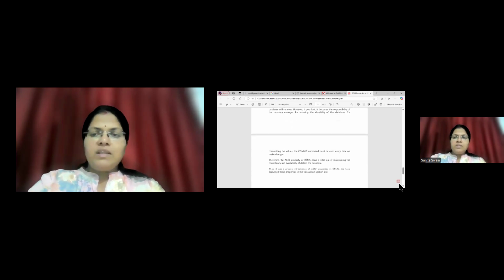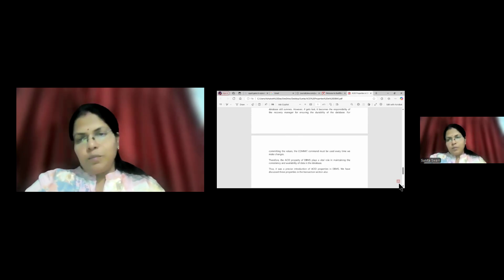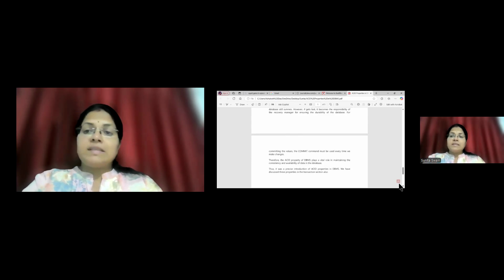So for committing the values after certain operations, the commit command must be used every time we make changes, so that in the master database, any sort of operation we are dealing with should be saved.